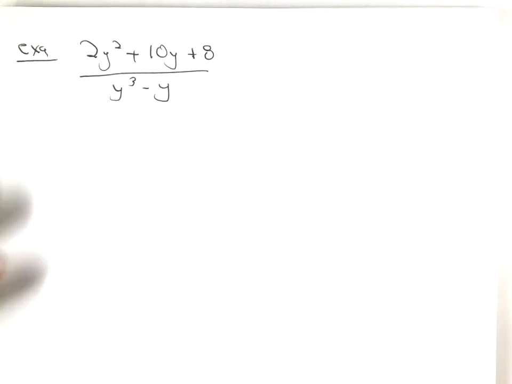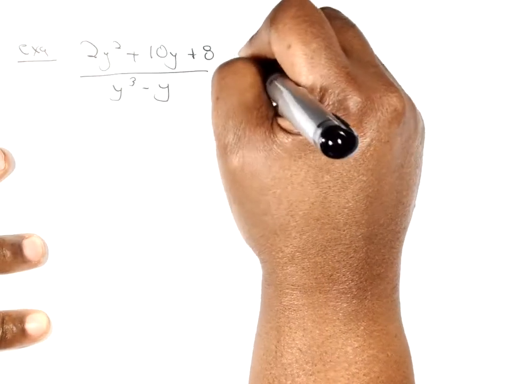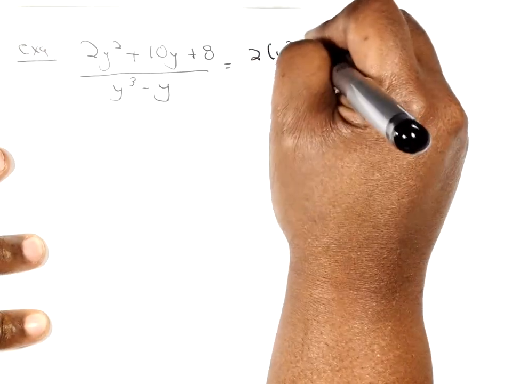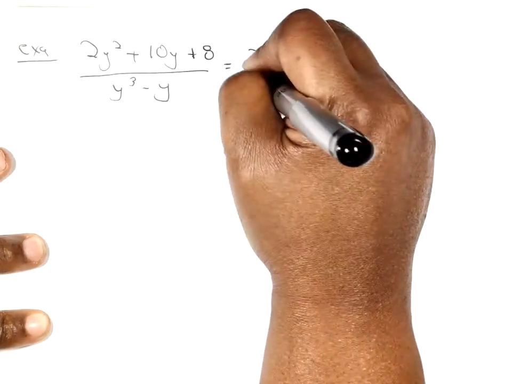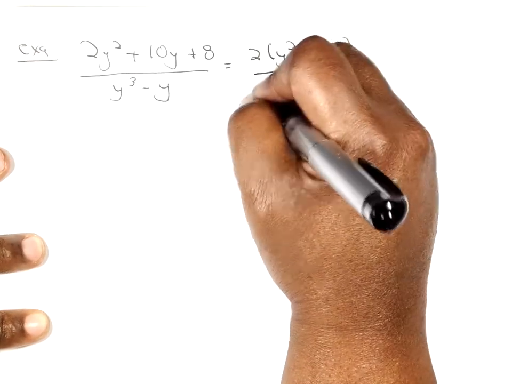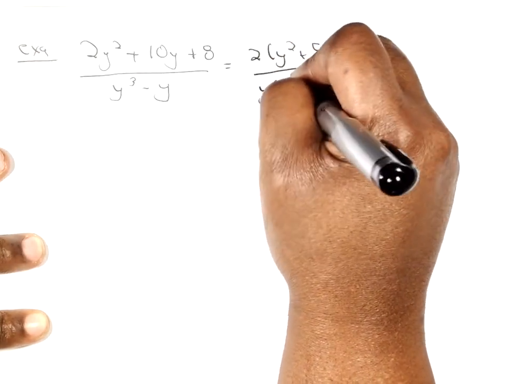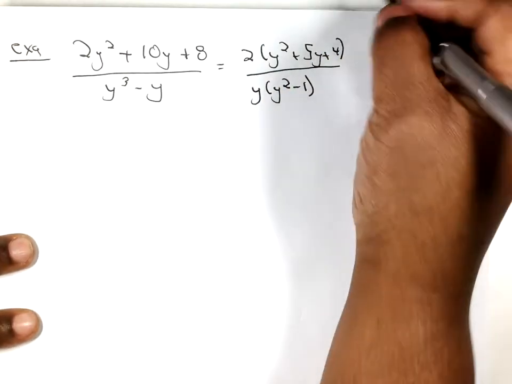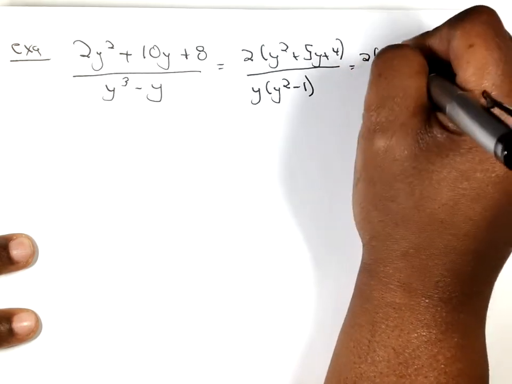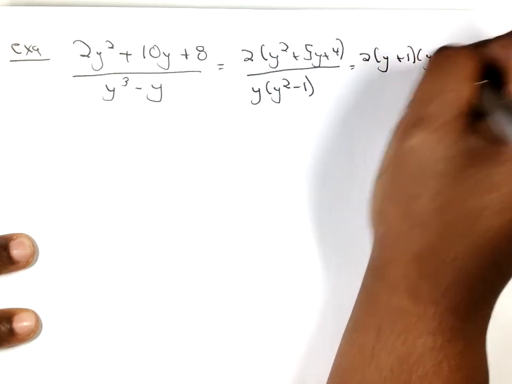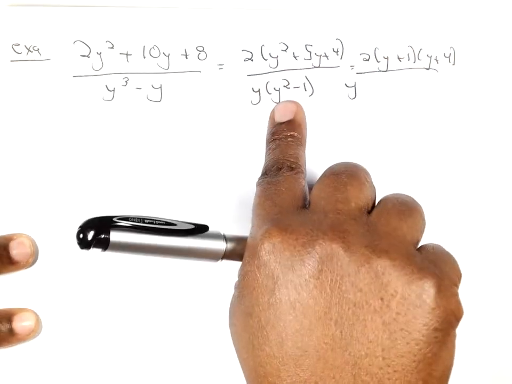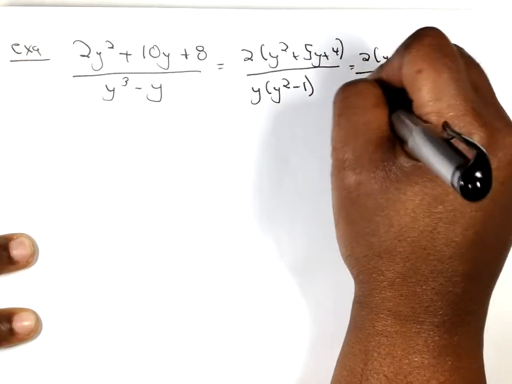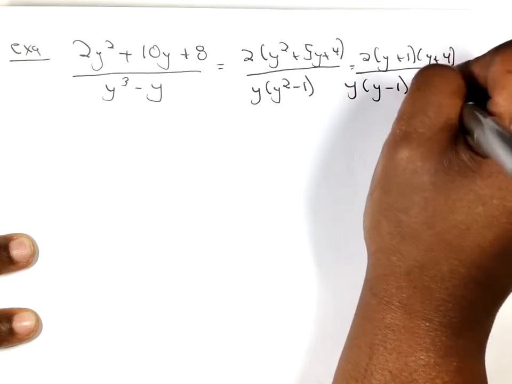Right, I have 2y squared plus 10y plus 8 over y cubed minus y. So first I can take out a greatest common factor of 2, and I'd get y squared plus 5y plus 4. On the bottom I can factor out a y, and I'd get y times y squared minus 1. And they both can be factored further. So that would be 2 times y plus 1 times y plus 4 on top. And then this y squared minus 1 is the difference of two perfect squares. So that factors to y minus 1 times y plus 1.